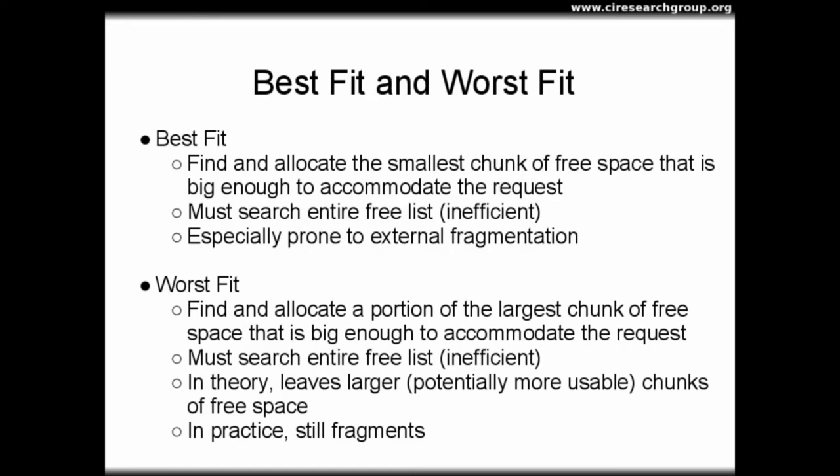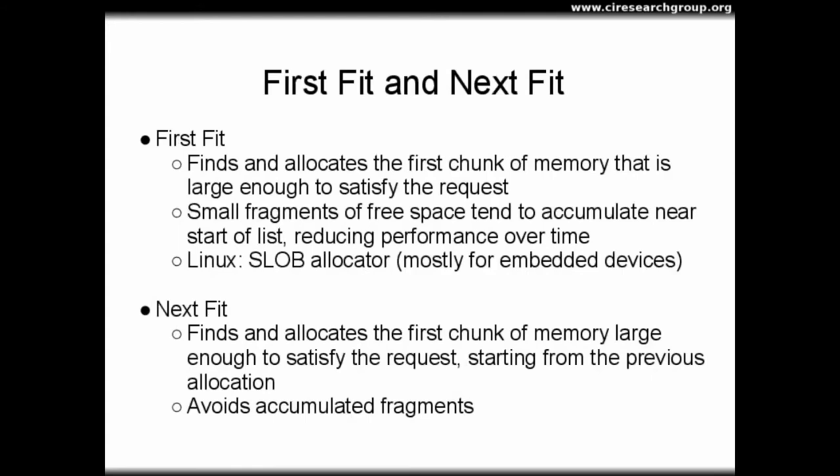Aside from the fragmentation, both of these algorithms are impractical in actual kernel implementations because they must perform a search of the entire free list to find the smallest or largest chunk of memory. The need to search the free list is eliminated using the first fit or next fit algorithm. In the first fit algorithm, the kernel simply finds and allocates the first chunk of memory that is large enough to satisfy the request. This approach does result in internal fragmentation, and it also tends to create small fragments of free space that accumulate at the start of the free list, reducing performance over time.